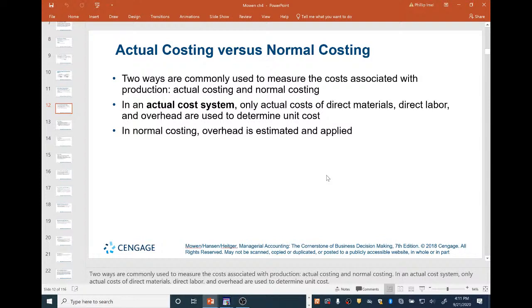Actual, we try to follow what's actually happening. Normal, we try to just set up a rate to use and just apply it for the overhead and estimate whatever the applied overhead would be to try to give us a better reading throughout the year. And we'll get into why normal costing is going to be more preferred as opposed to actual costing.